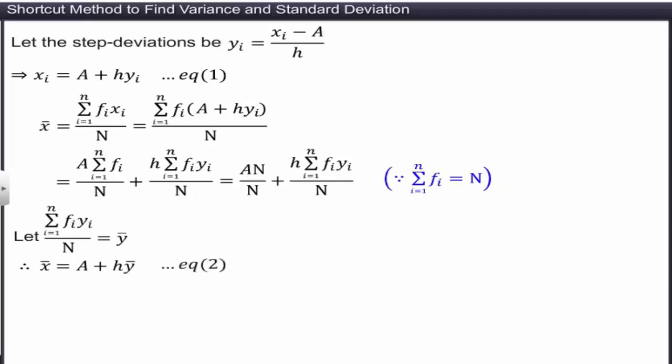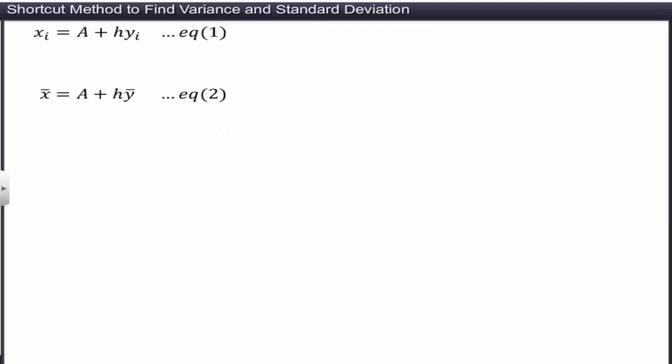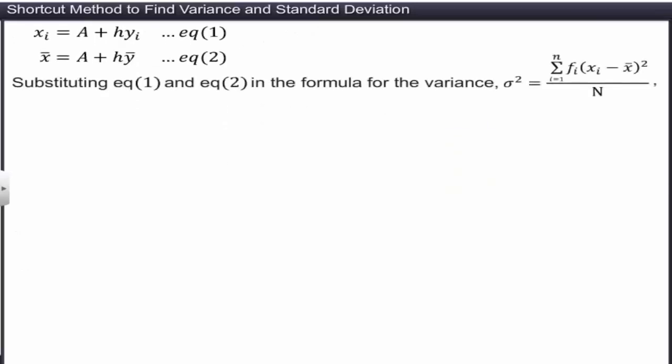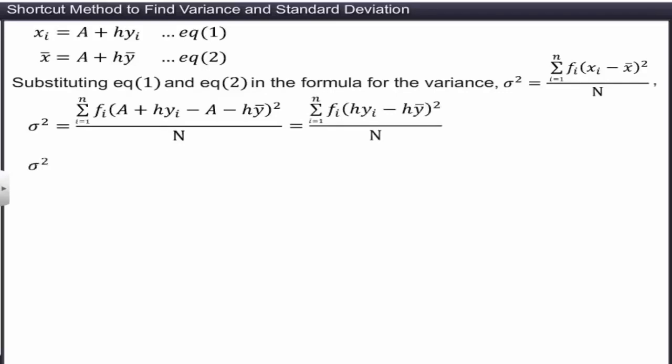Let's substitute equations 1 and 2 in the formula for variance. On simplification, we get the variance is equal to h squared divided by n multiplied by the sum of the products of fi and yi minus y bar whole squared. We notice here that the variance that we have deduced here is in the term of variable yi. Hence, this can also be written as variance in the term of variable xi is equal to h squared multiplied by the variance in the term of variable yi.